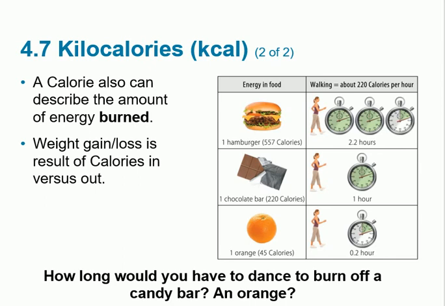One hamburger will contain more than 500 calories, and this will take you about 2 hours to burn one sandwich only. Versus the chocolate will contain like 220, that will take you an hour of walking. An orange contains only 45. Obviously this is very healthy. The amount of calories is very small. If you just move around like this, you burn it.